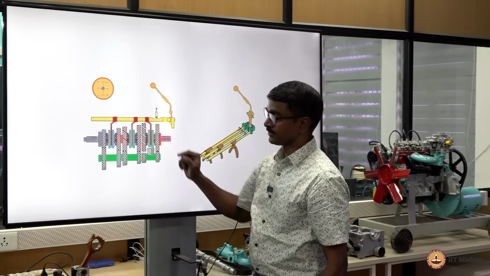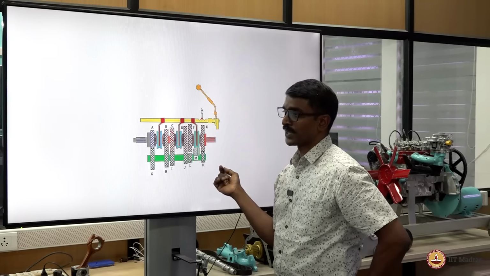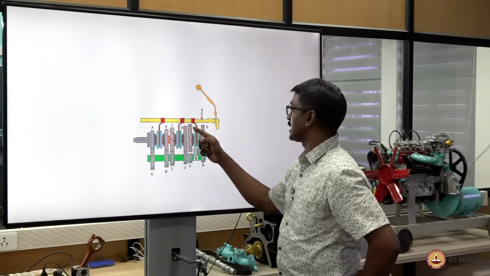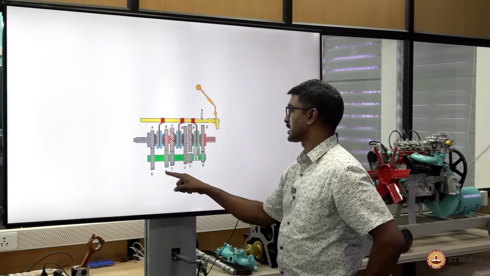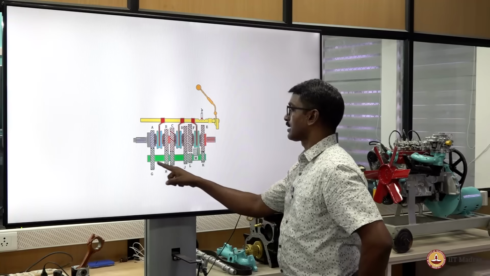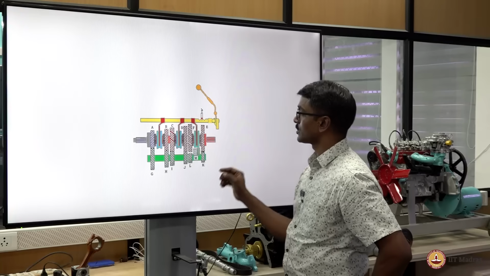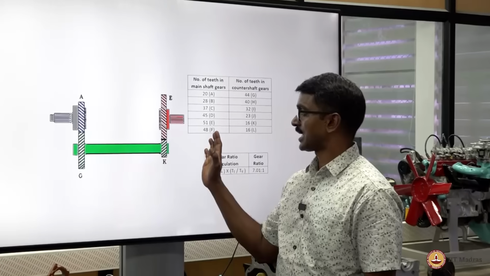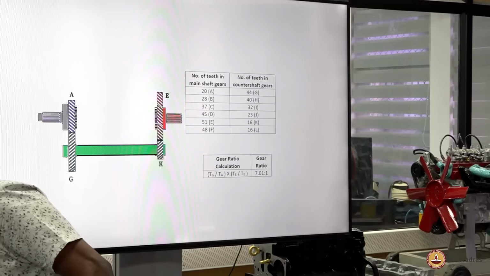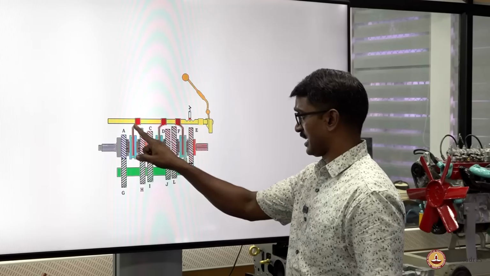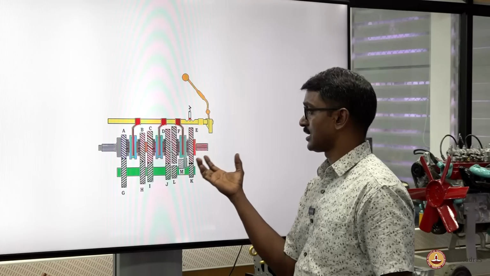It is 1:1. So, for gear ratio calculation, I just assigned some alphabets to the particular gears: A, B, C, D, E. A, B, C, D, E, F are all main shaft gears. G, H, I, J, K, L are counter shaft gears. M is a reverse idler gear. We will see how to calculate the particular gear ratios for this gearbox. For clarity, I have removed all the gears from the previous slides. So, in this slide, I have removed all the gears to emphasize how the first gear is really working.